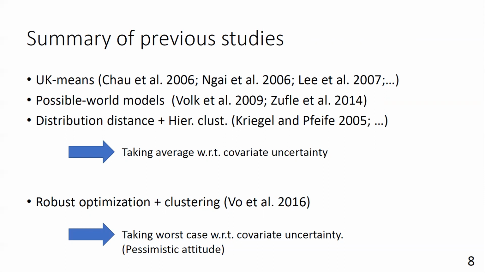And the second one is considering the worst case of the risk of clustering algorithm with respect to the covariate uncertainty. This type of algorithm is also known as robust optimization, and it is also developed in the field of mathematical optimization for these 30 years. Bo et al. 2016 applied this robust optimization technique to clustering problem. We call this robust optimization as pessimistic clustering, as it is based on the pessimistic attitude of optimizing the loss function of the clustering algorithm.